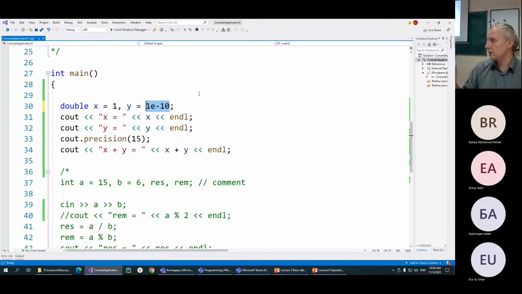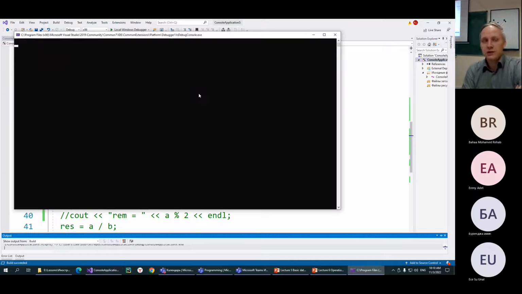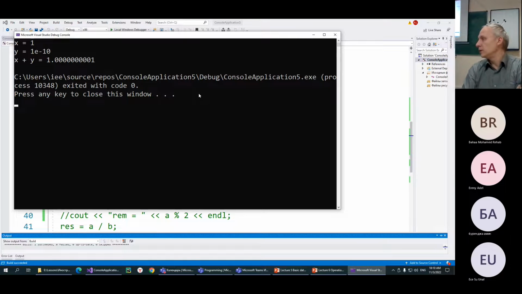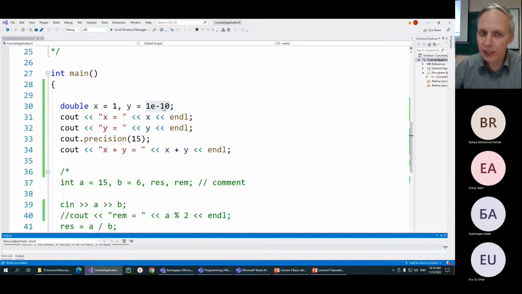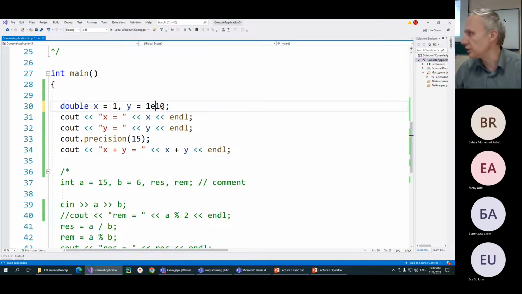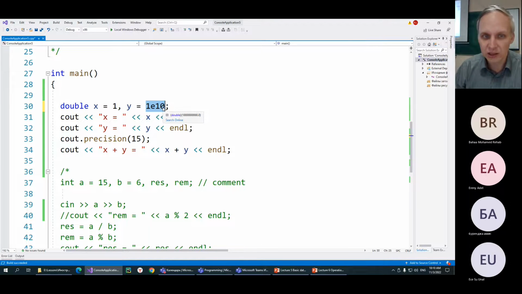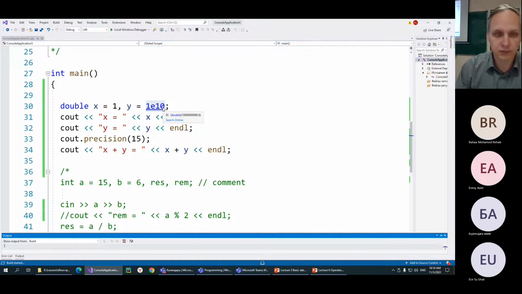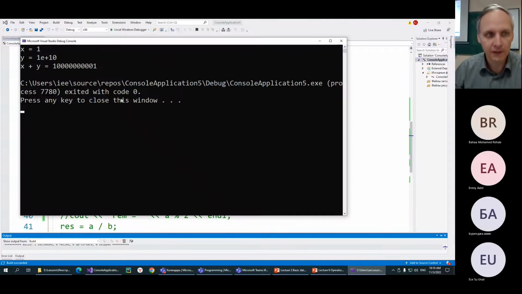To be sure that the number of zeros after the decimal point is 10, and not to count the zeros, 1, 2, 3, 4, 5, up to 10, you write 1e minus 10, and this number will be used in your program. And the same for very large numbers. 1e10 corresponds to 10 billion. A very, very large number.